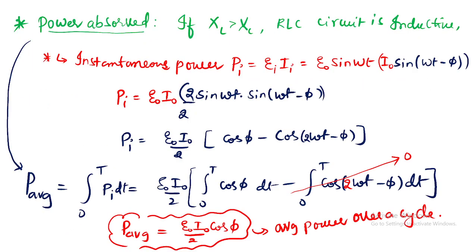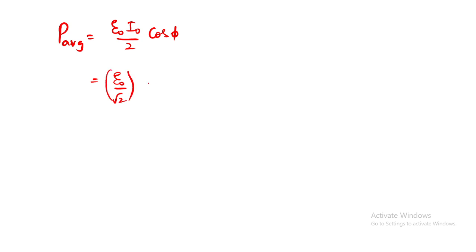A few other things I'll try to do. You tell me: P average is equal to E naught, the peak value, I naught divided by 2 cos pi. Can I write it like this: E naught divided by root 2 and I naught divided by root 2 into cos pi? What is the answer I will get? E virtual, I virtual, meaning RMS values, into cos pi. That is your P average.